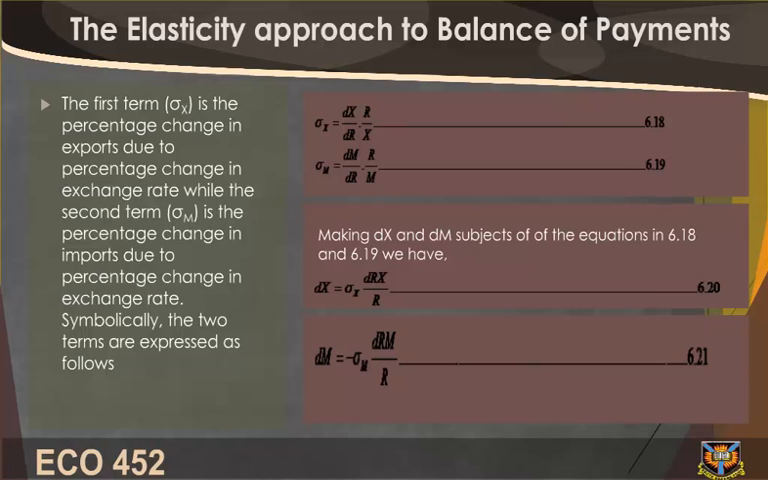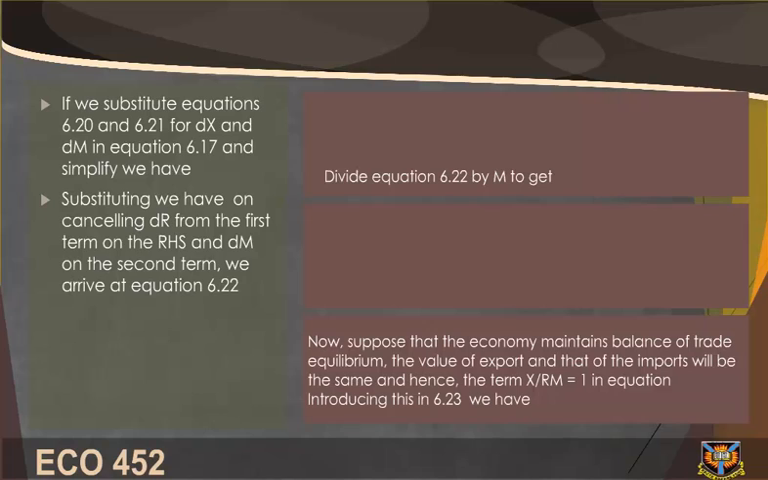The first term ηx is the percentage change in export due to percentage change in exchange rate, while the second term ηm is the percentage change in imports due to percentage change in exchange rate. Symbolically, the two terms are expressed as follows. Making X and M the subject of the equations in 6.18 and 6.19, we have the following. If we substitute equations 6.20 and 6.21 for X and M in equation 6.17 and simplify, we have, on cancelling the R from the first term on the right-hand side and the M in the second term, we arrive at equation 6.22.